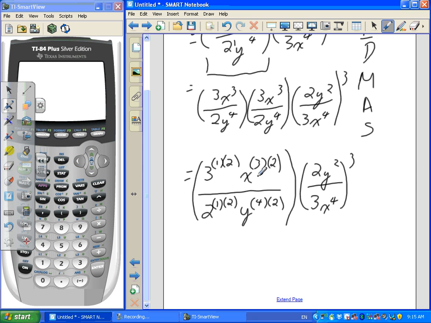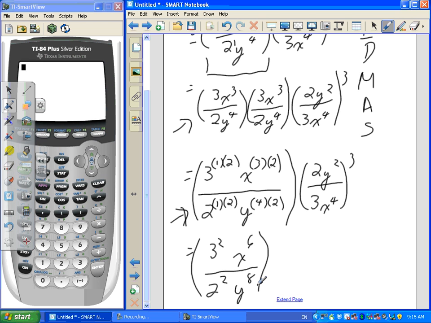I can think of this as a third step. I could technically skip this second line here and go straight to this one if we wanted. Okay? It's up to you. So when I write these out, this becomes 3 to the power of 2, x to the power of 6, 2 to the power of 2, y to the power of 8. Okay? I'm going to leave them as exponents because I'm going to try to keep going with my exponent rules.